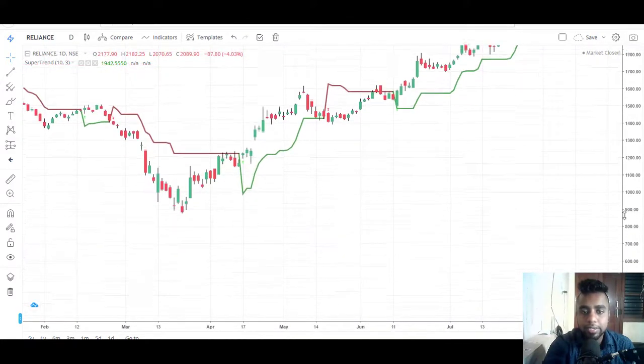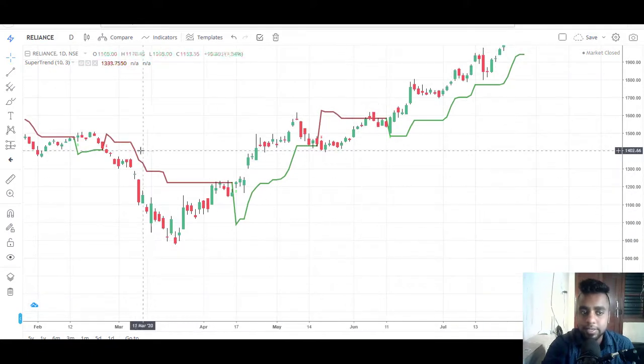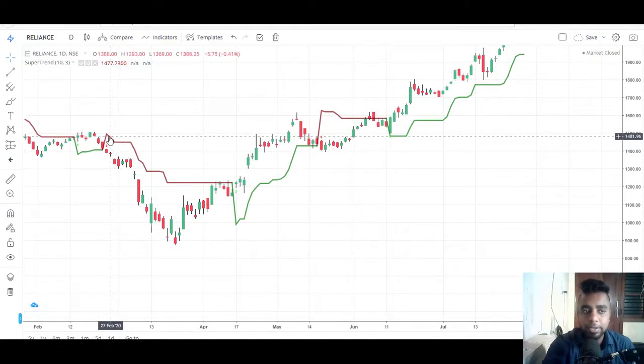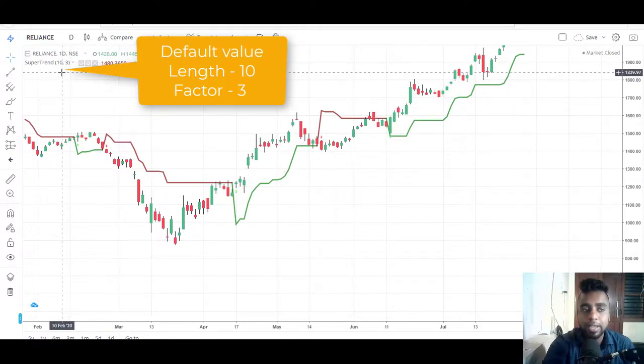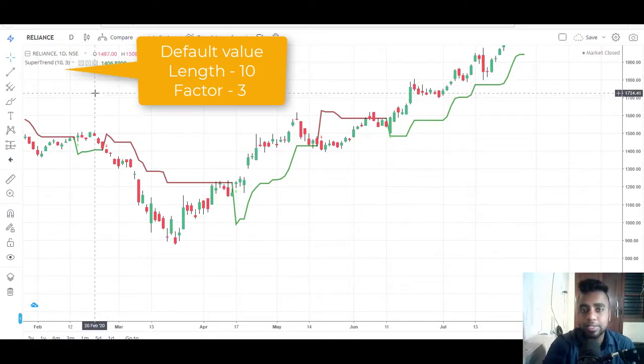Now you can see it has been zoomed in, and you can see there is a line. This is the SuperTrend line. The values are default, so keep them default: it's 10 and 3. 10 is the ATR, average true range, and it is multiplied by 3. As I told you, I don't want to make this video technical, so keep the setting default.